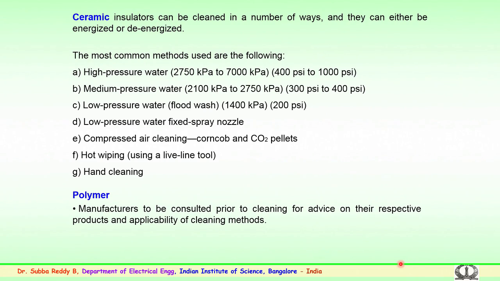So, manufacturers have to be consulted prior to taking up the cleaning on the respective products, and the applicability of the cleaning methods has to be discussed. There are some methods being followed. We will be discussing both ceramic and polymer insulators which are in substations, transmission and distribution systems.